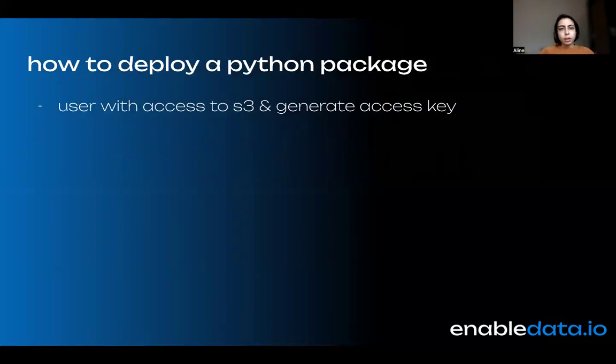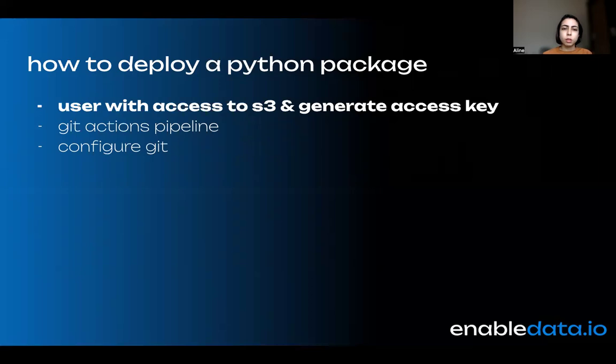So how to deploy a Python package? You need a user with access to S3 because we're going to upload something to S3, and you need to generate an access key. You need to create a GitHub Actions pipeline because I'm using GitHub. You can use other things, but I like GitHub Actions. And you need to configure GitHub to actually be able to run this workflow.